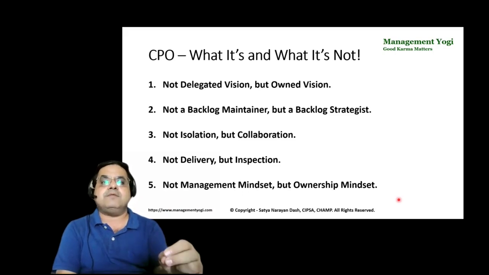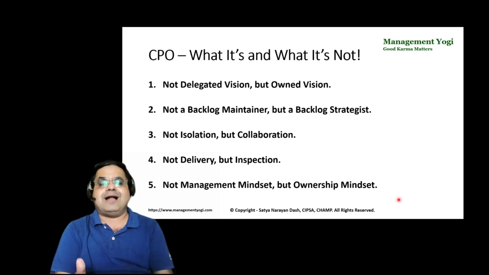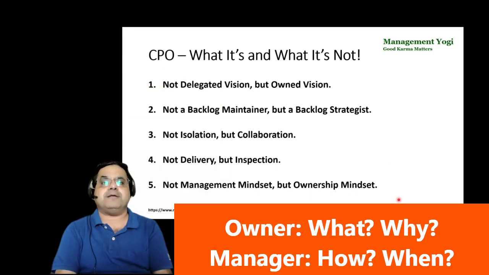Managers think in terms of how to do it, when to do it, who will do it. On the other hand, owners think completely differently. They think in terms of what to do. Why are we doing it? For example, what are the items we are going to take into this product backlog for the upcoming sprint? Why are we taking these items into the upcoming sprint? That is an ownership mindset. So the CPO must have an ownership mindset.